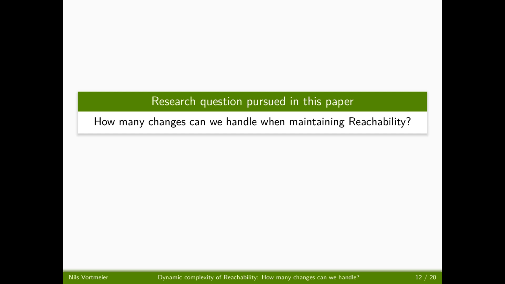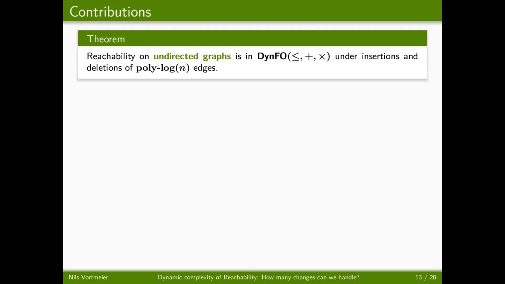In this paper, we continue working on the question how many changes we can handle when maintaining the reachability query. The contributions of this paper are as follows. We show that reachability on undirected graphs is in DynFO with arithmetic under insertions and deletions of polylogarithmically many edges. From the proof of this result, one can easily see that reachability on directed graphs can be maintained under insertions of edges of that size, but we cannot allow for any edge deletions there.